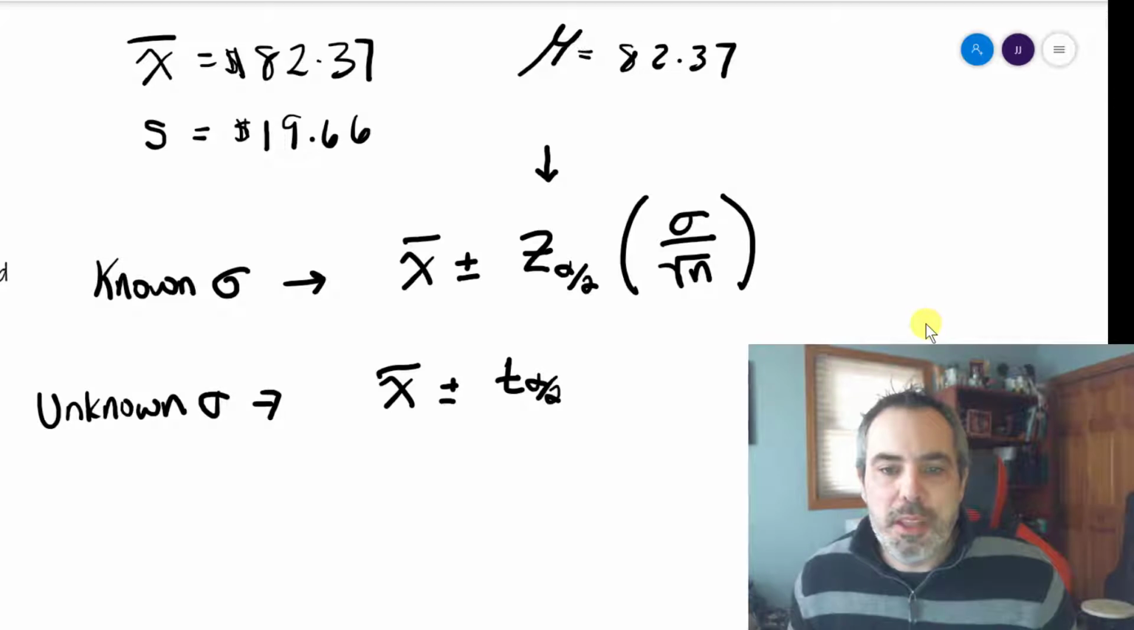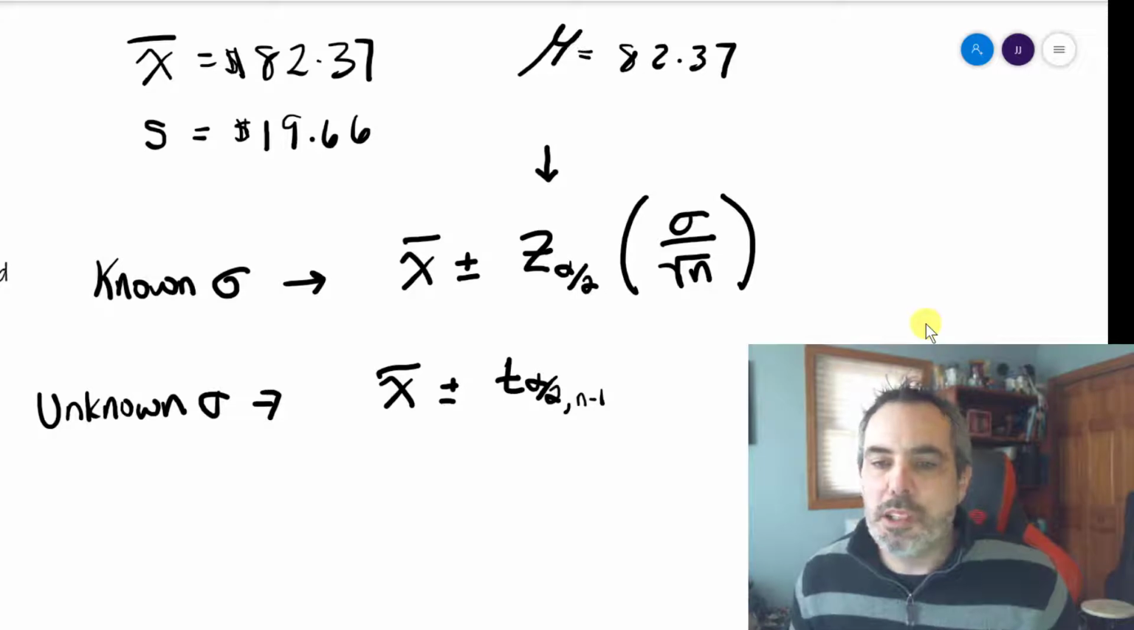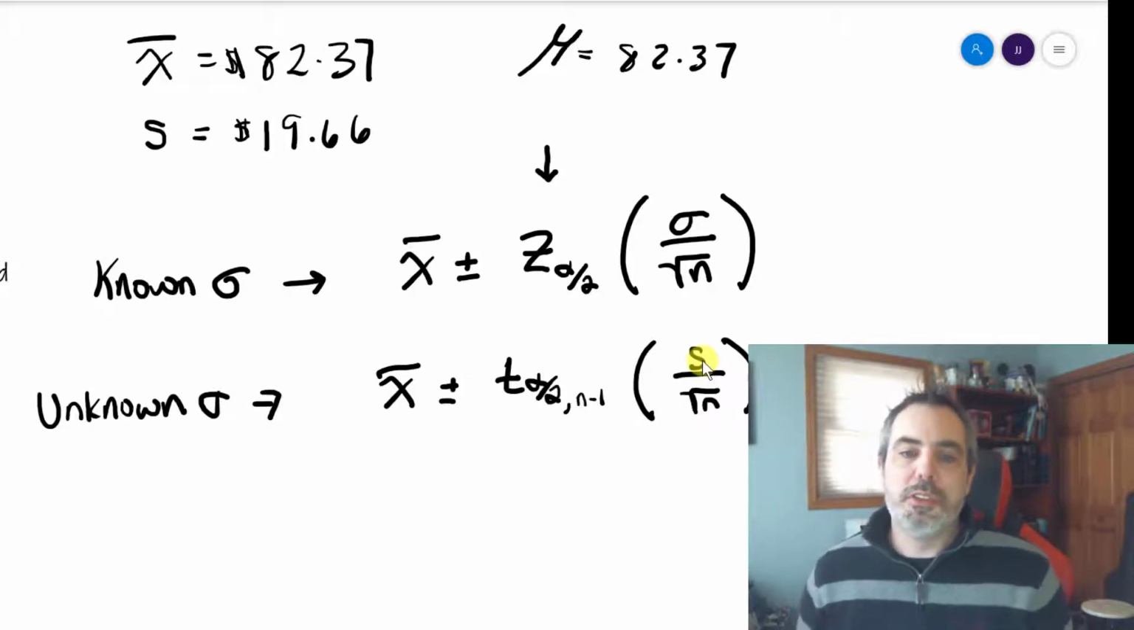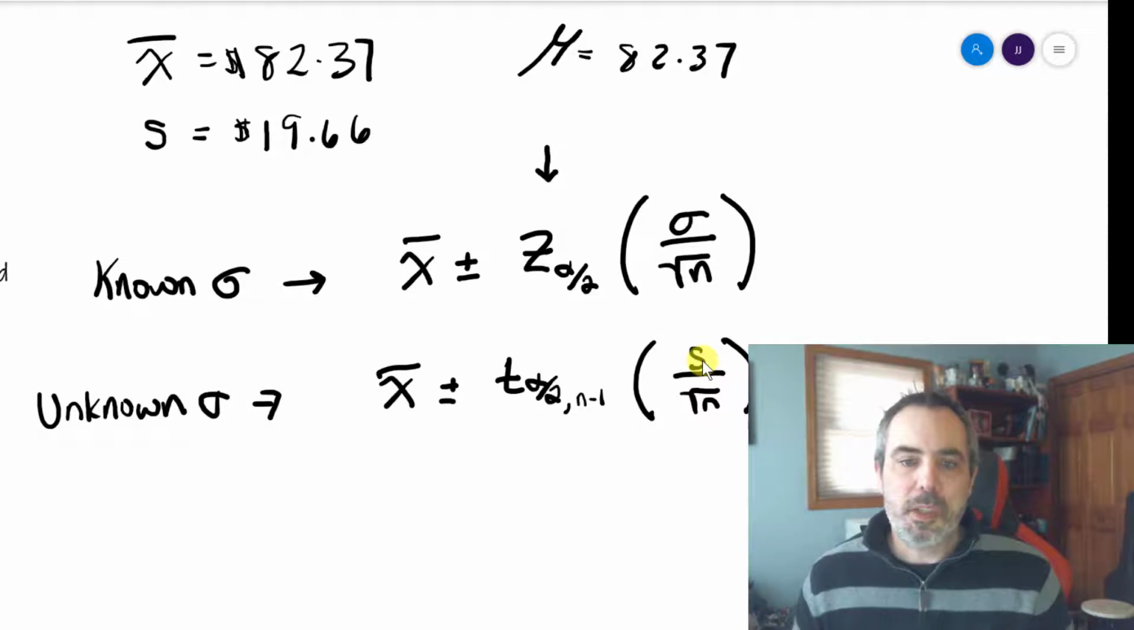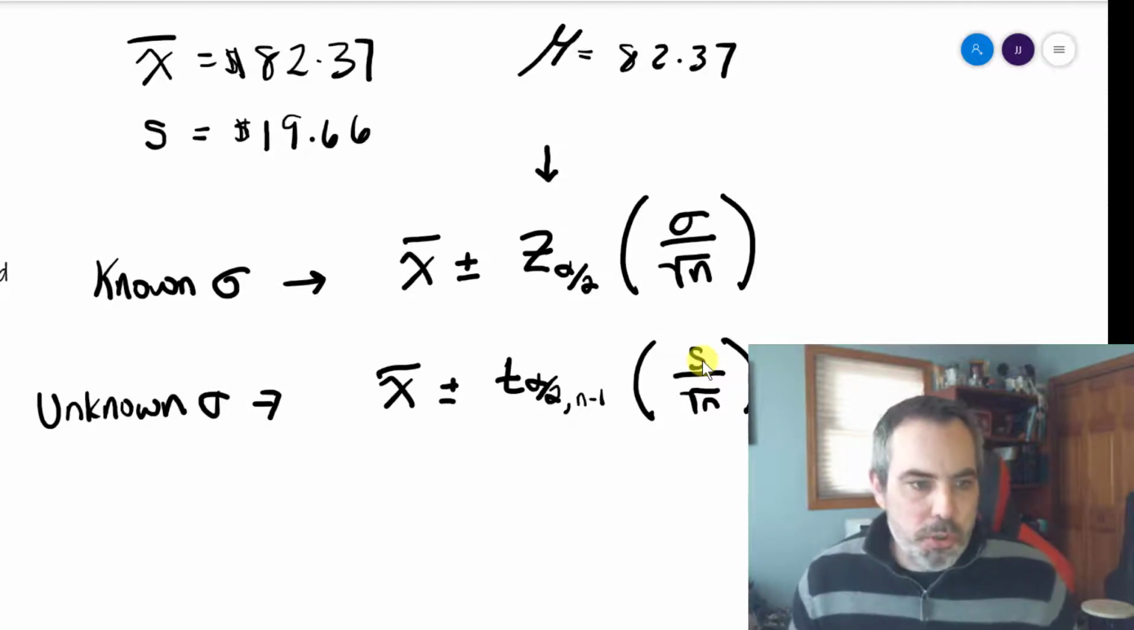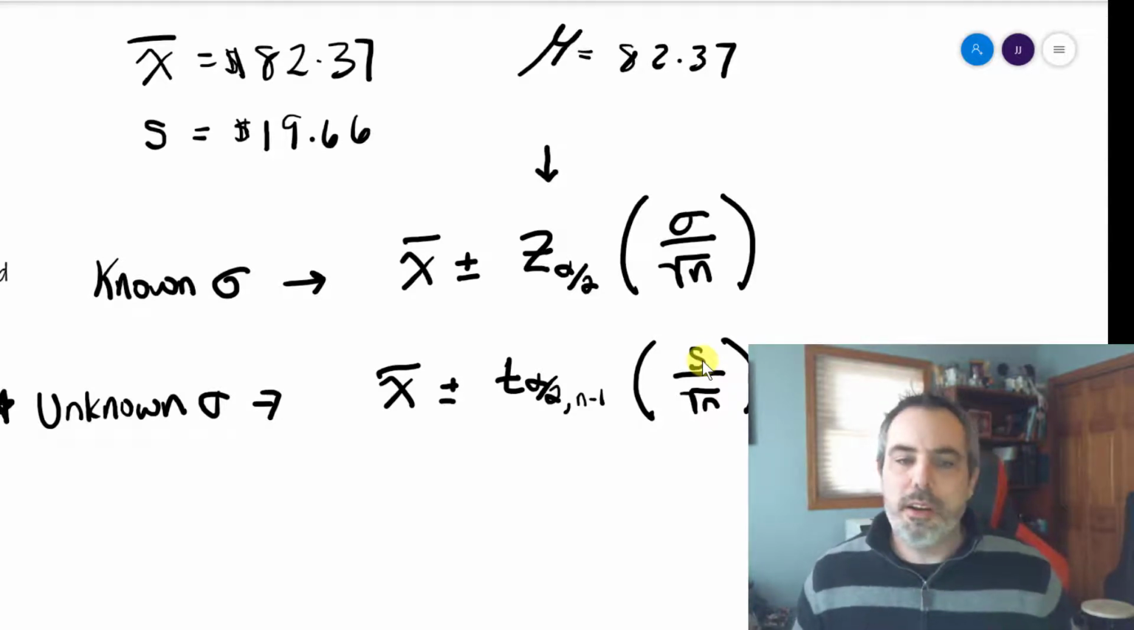It looks the same. In this case, we're going to do a two-tailed t critical value, and it's got this n-1. This is just telling us the degrees of freedom, and we're going to multiply that by the standard deviation of the sample divided by the square root of the number of things in the sample. All right, so this is what we're usually working with quite often.